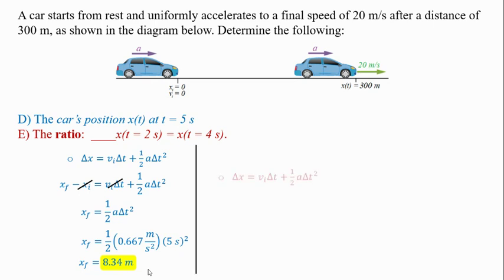Okay. All right. So let's do part E. Part E asks you to find the ratio of your position at 2 seconds and your position at 4 seconds. And to do so, you need to calculate two things: your position at 2 seconds and your position at 4 seconds. And pretty much it's done after that.